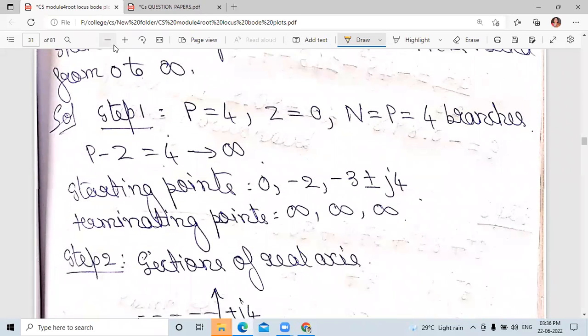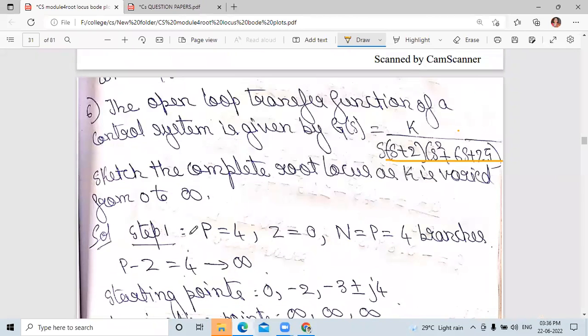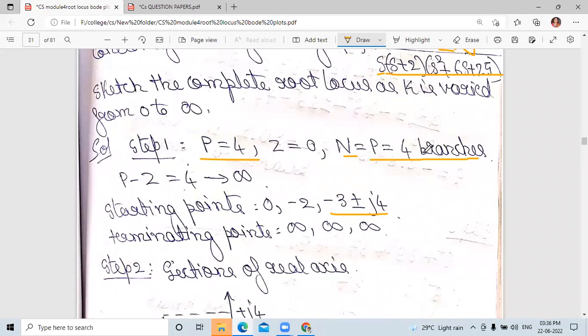First step, what you need to do is to find out the poles. Okay, so you can observe here s equals 0, s equals -2, and from the quadratic you will get two roots, that is -3 plus or minus j4. So how many poles are there? 4 poles are there. And what about the zeros? Here z equals 0 because no zeros are there. Okay, and n equals p minus z, so you will get 4 branches. So 4 branches approaching infinity. The starting points are the poles and the terminating points are infinity.